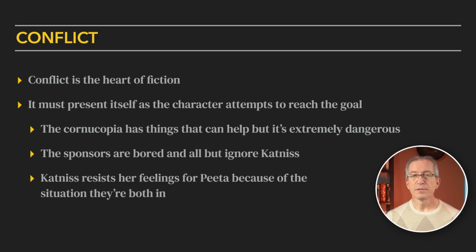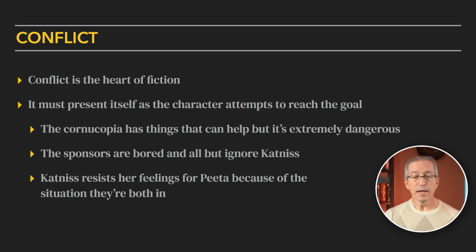The sponsors are bored when Katniss gets there. She is the 24th kid, the last one. When she goes before them, they've seen 23 other kids, and most of them are ignoring her, even though she displays great skill with her bow. And so she gets angry and she shoots an apple out of the mouth of a pig that's on a banquet table.